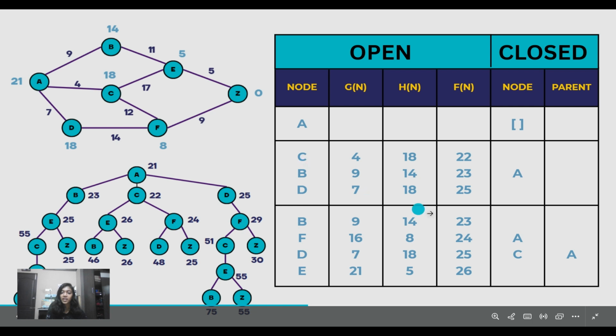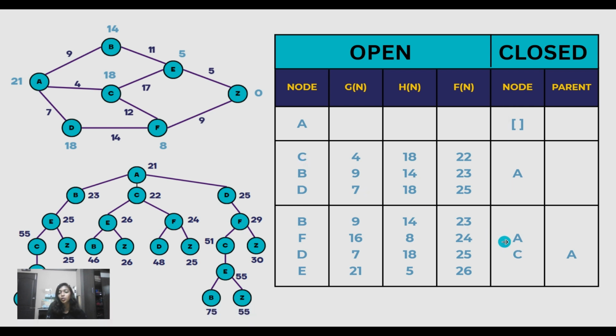Since I have expanded C, I will write it in the closed node column. And A is the parent of C. So I will store the parent of C in the parent subcolumn. As you can see here, B has the least f of n. So I will start expanding B in the next step.